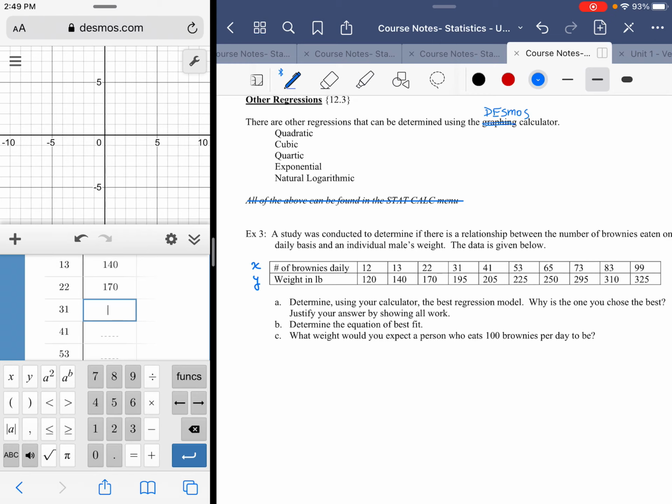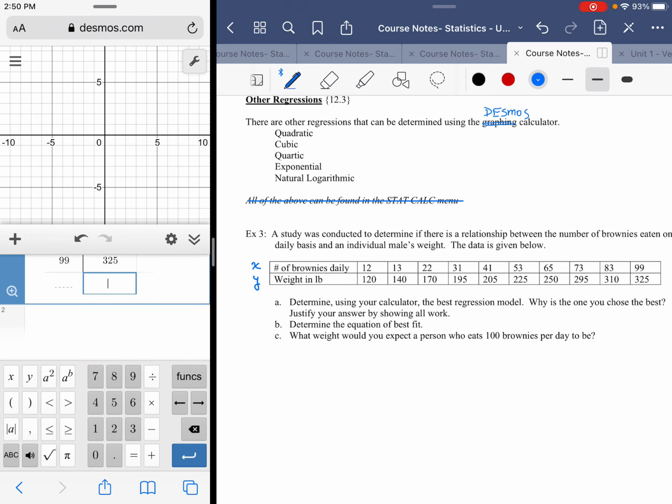No, 195, 205, 225, 250, 295, 310, 310, 325. So then locked it all in. Let me double check. 12, 120, 13, 140, 22, 170, 31, 195. Yep. Yep. Yep. Yep. And yep.